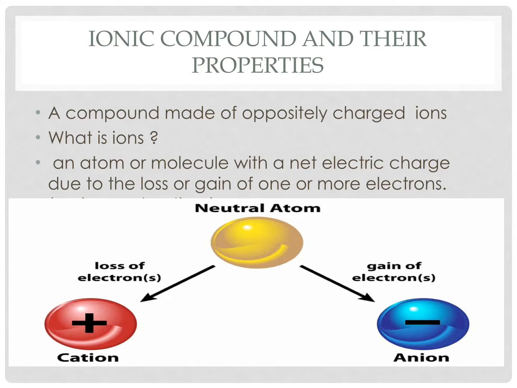Okay, let's talk about the first type, which is ionic compounds and their properties. It is very important to know their properties in order to know whether a compound is ionic or covalent. So first of all, let's talk about ionic compounds. The ionic compounds are a result of a strong attractive force.